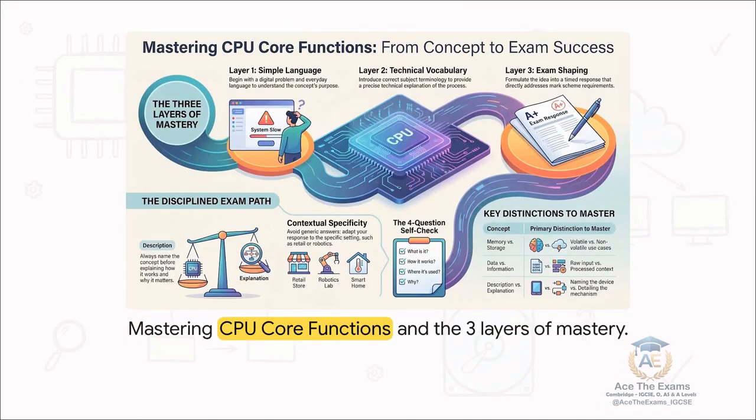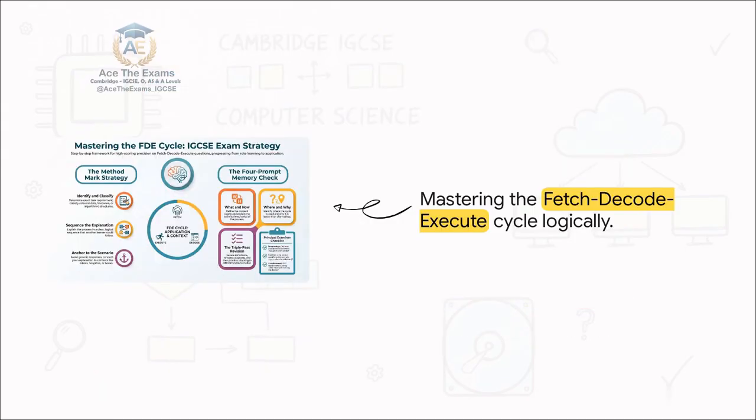And that brings us to the 3 layers of mastery. Layer 1 is just your everyday language, like knowing a system is running slow. Layer 2 introduces actual technical vocabulary, but Layer 3, that's where you secure the A star. That's about shaping your knowledge directly to the mark scheme. If a question asks about a smart home CPU, you can't just write about a generic CPU. You have to explicitly link the processing to the smart thermostats in that exact scenario. When you're explaining what that CPU actually does, you're going to need the fetch, decode, execute cycle.